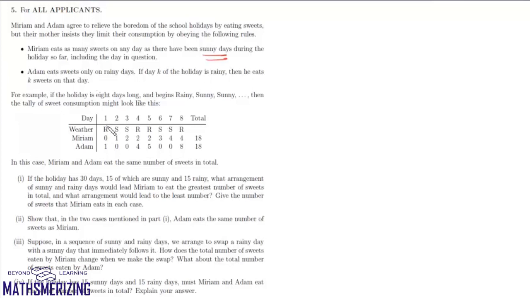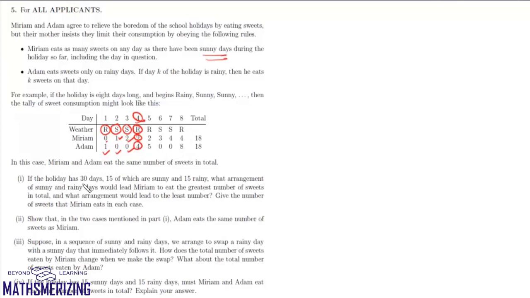Suppose day 1 was a rainy day. In that case, Adam gets 1 sweet and Miriam gets 0. Now suppose the second day is sunny. Then Miriam gets 1, Adam gets 0. Suppose third is again sunny, Miriam gets another, so it will be 2 and then Adam gets 0. Now suppose this is rainy. So Miriam, she'll get 2 because previously there have been 2 sunny days, and then Adam will get as many as the days. So Adam will get 4 sweets.